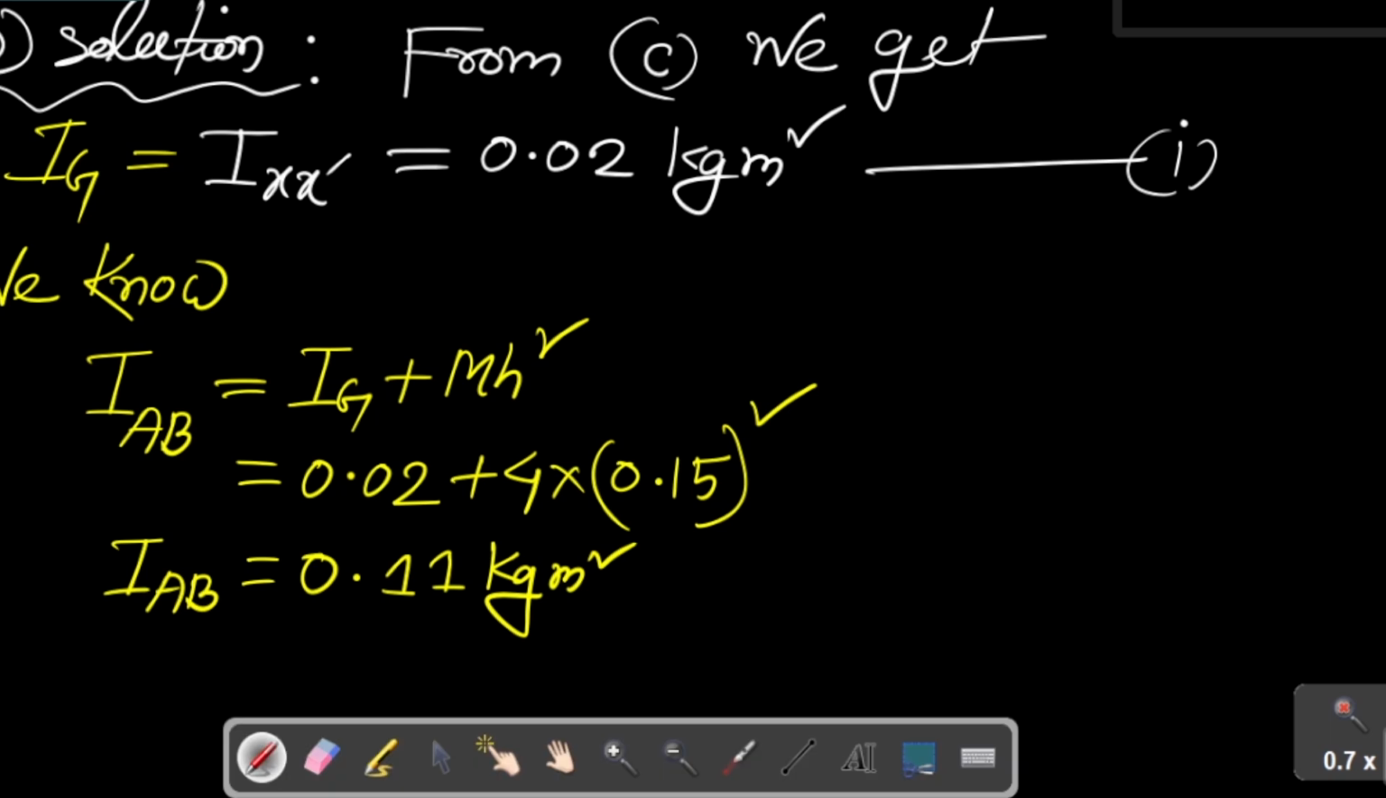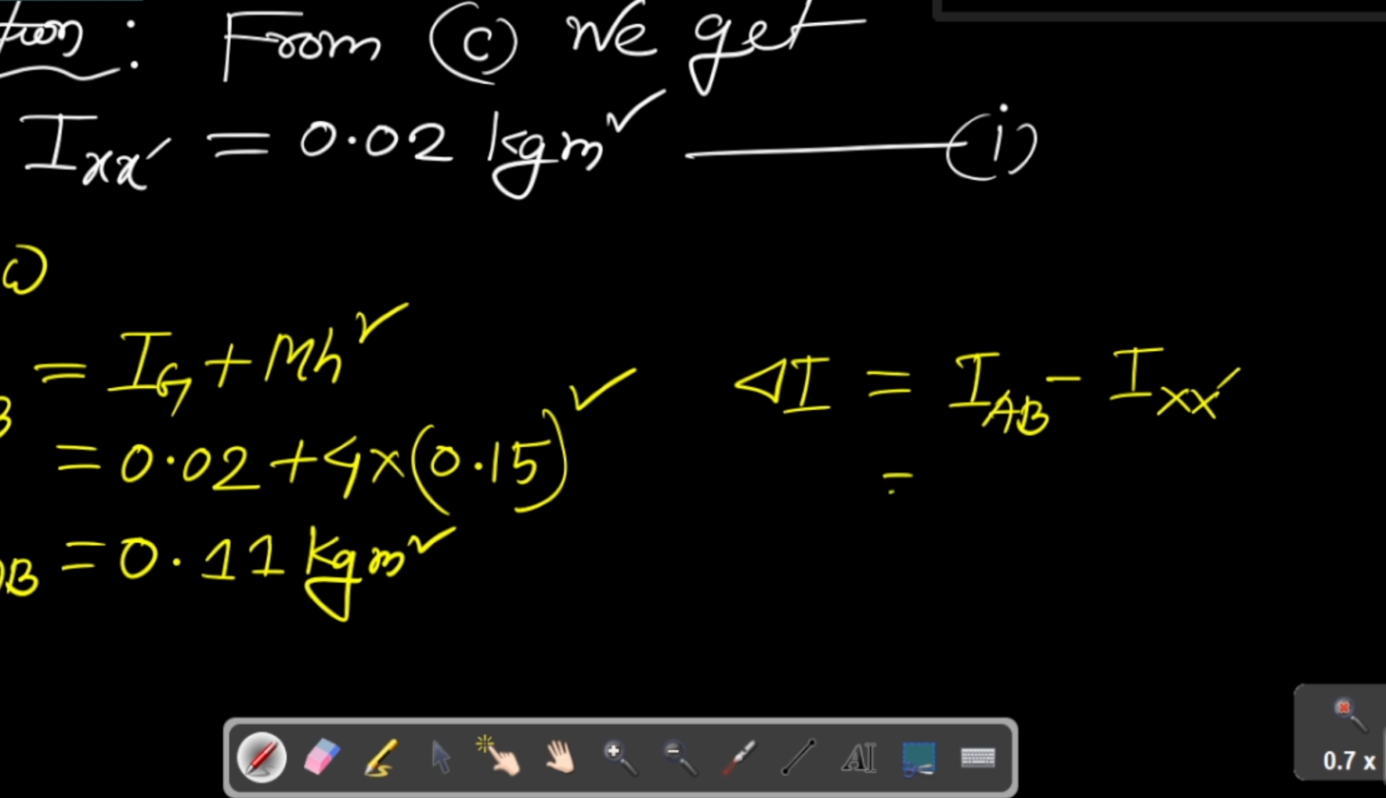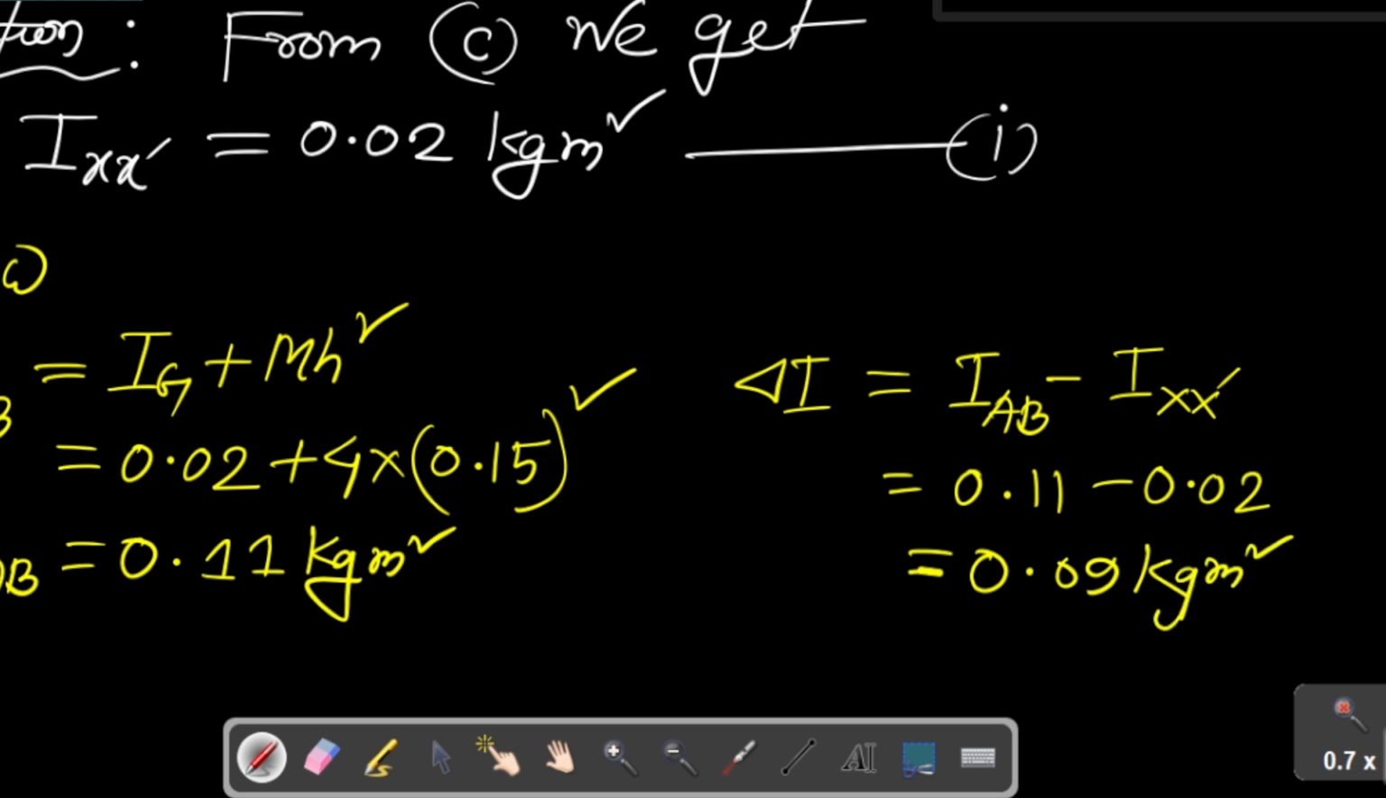What will be the change of moment of inertia? That means our previous moment of inertia was 0.02. Now if the cylinder rotates around the AB axis, then the moment of inertia will be 0.11. That means the moment of inertia will be increased. How much will the moment of inertia be increased? So we can write I AB minus I x prime. I AB means 0.11 and 0.02. So the change of moment of inertia will be 0.11 minus 0.02. Our answer will be 0.09 kg meter square.